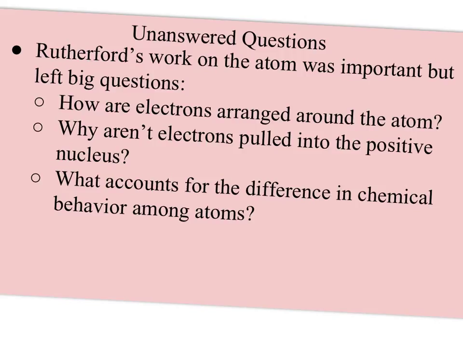So the big questions were, how are the electrons arranged around the atom? Why aren't the electrons pulled into the positive nucleus, or why don't they just escape totally from the atom if it's mostly empty space? And finally, what accounts for the difference in chemical behavior among atoms?